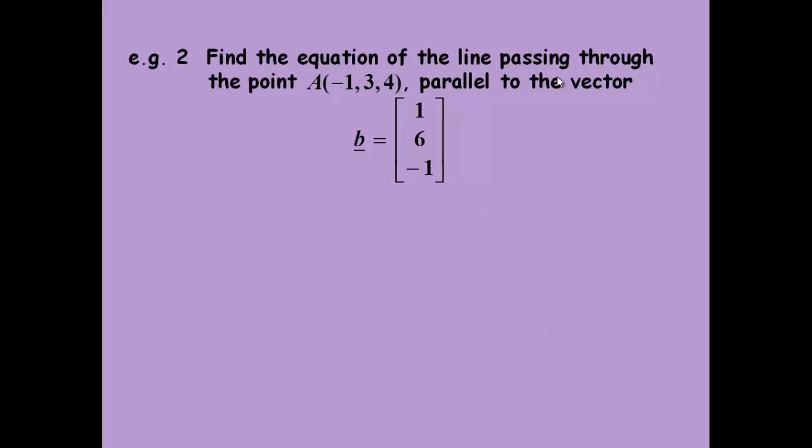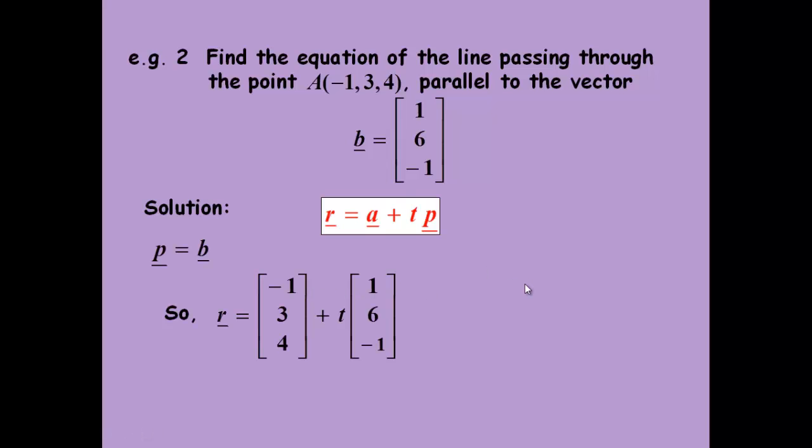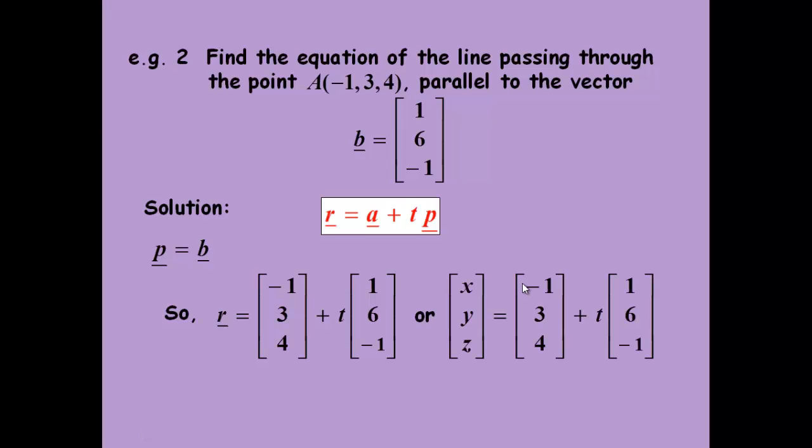So now to find the vector equation of a line passing through this point and parallel to this vector. Well, this is really easy. We just need to remember that we need a position vector, we've got that, and we need a direction vector. Well, one that's parallel is perfect, so we can just use that vector. So it's as simple as that. So we just put our position vector and our direction vector in there.